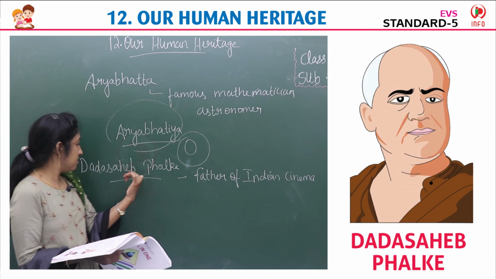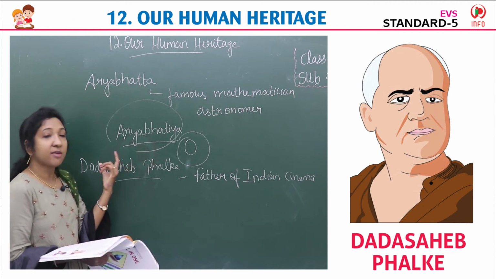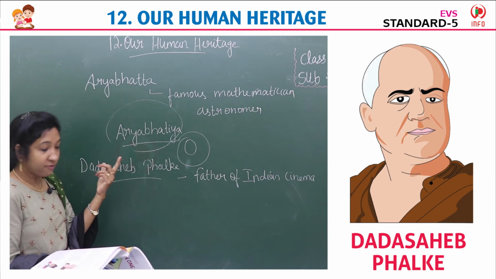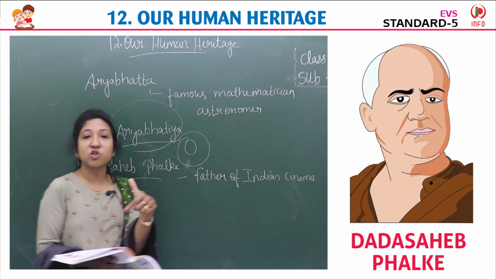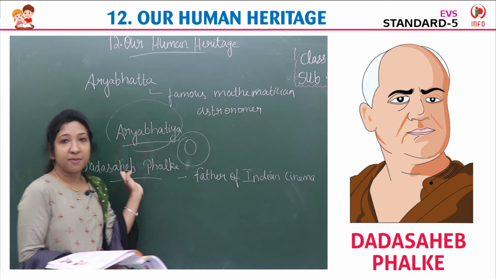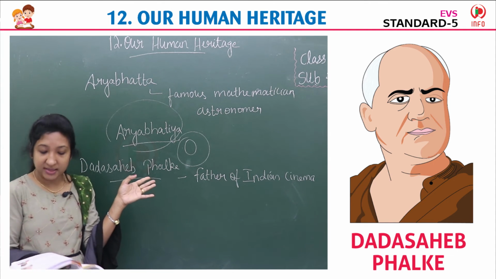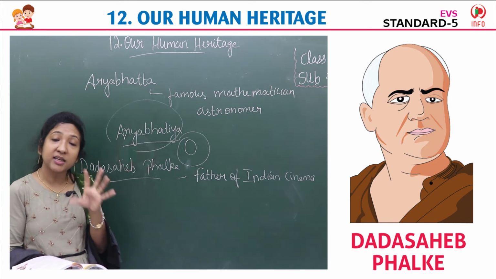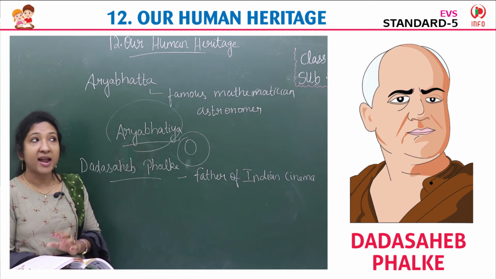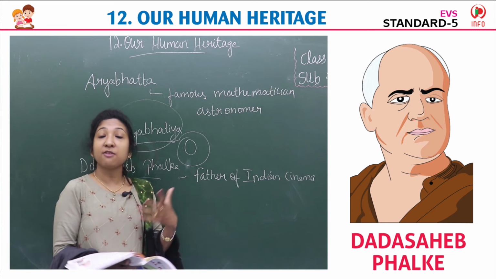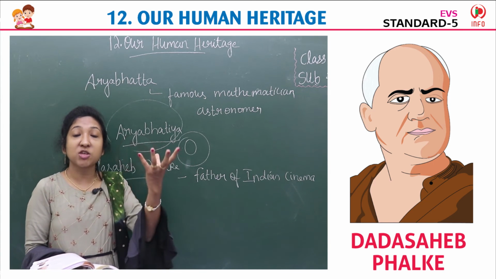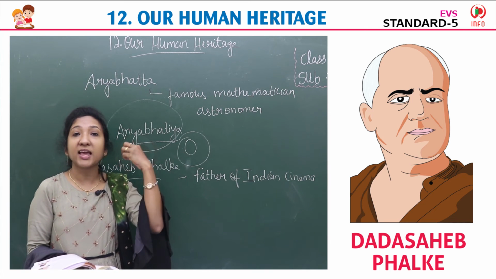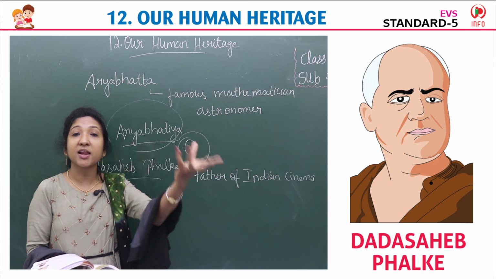Next is about Dada Saheb Phalke, or we can say Dundiraj Govind Phalke, known as the father of Indian cinema. Now we are enjoying cinema movies because of him. Okay, he is the father of Indian cinema, and he was born in Maharashtra. He studied art in Mumbai. Then he had a great passion, or we can say great feeling, great emotion, affection for movies or films. He wanted to make them.